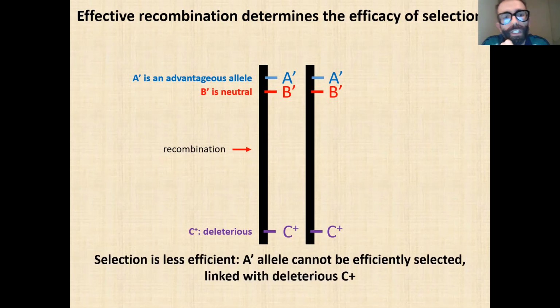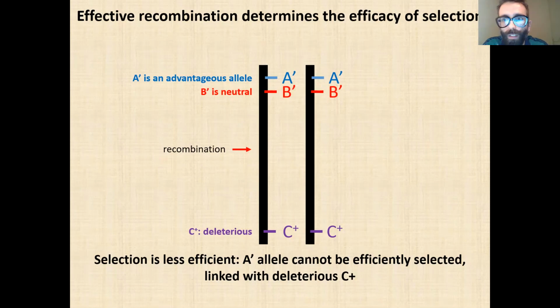The problem that we have here is that selection is going to be very inefficient. Why? Because ideally, to have a highly fit individual would mean having an individual carrying the allele A prime, but not carrying the allele C plus. So only carrying the advantageous allele, but not the deleterious one. But in this case, it's simply impossible. Why? Again, because there is no possible recombination that could disentangle or disconnect the A prime from C plus. So even if there is positive selection on the A prime happening, at the same time there will be negative selection on the C plus.